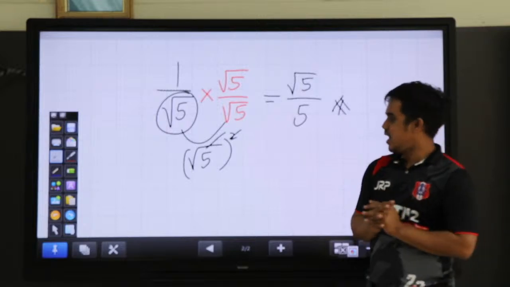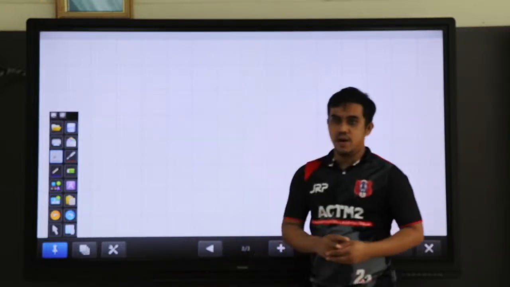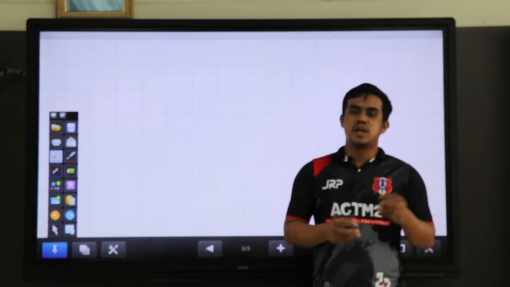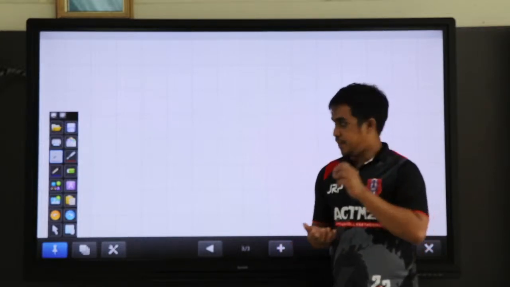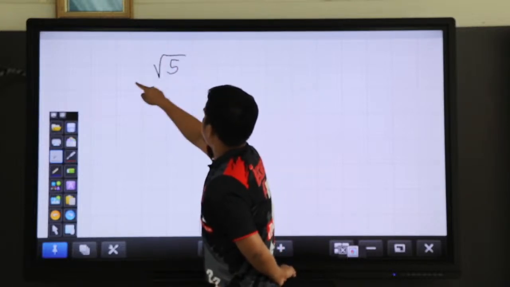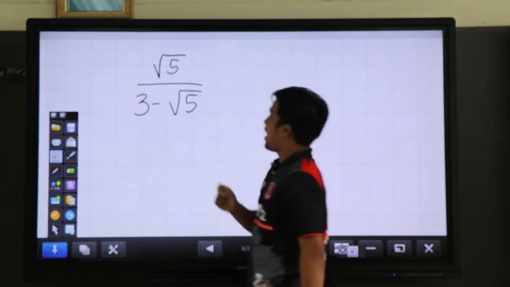Next, how are we going to rationalize if the denominator is a binomial? This time, the conjugate will appear. For example, square root of 5 over 3 minus square root of 5.